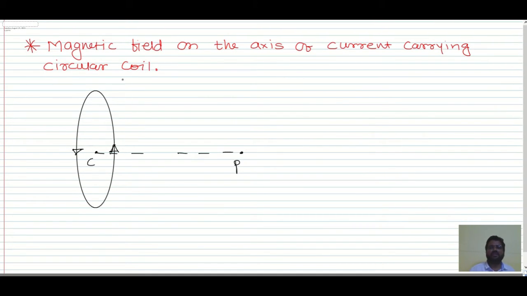So let us study the magnetic field on the axis of a current carrying circular coil. So this is the current carrying circular coil which carries the current, if you see from this direction, in the anti-clockwise manner, and if you see from this direction, in the clockwise manner, right? The clockwise and anti-clockwise will change if you change the location.